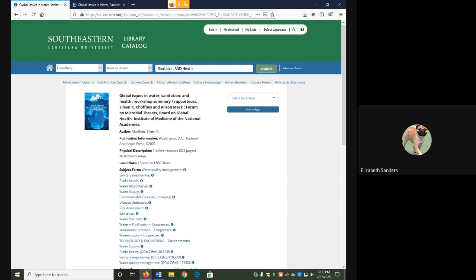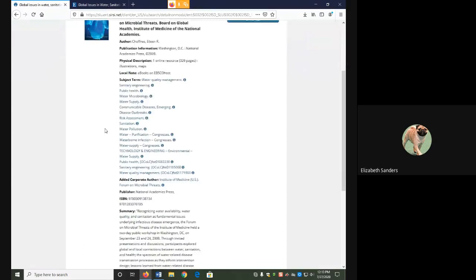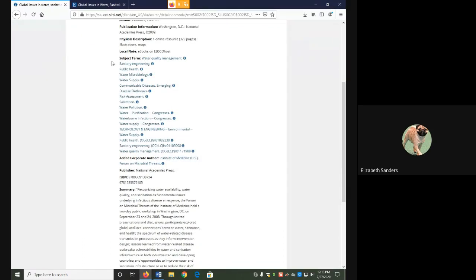When I look in the title field, I see sanitation is there and health is there, which are already the keywords I have. But if I look in the subject field, then I can see that I have different things. Sanitary engineering would be concerned with maintaining sanitation, so that would be a related term. Public health is a more specific kind of health that's being looked at, so that could be a synonym for health. Communicable diseases, disease outbreaks, water pollution might be related terms because sanitation involves clean water.